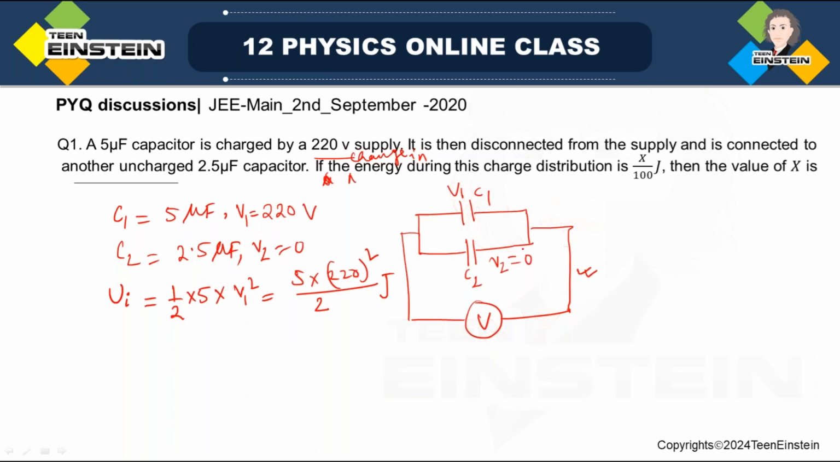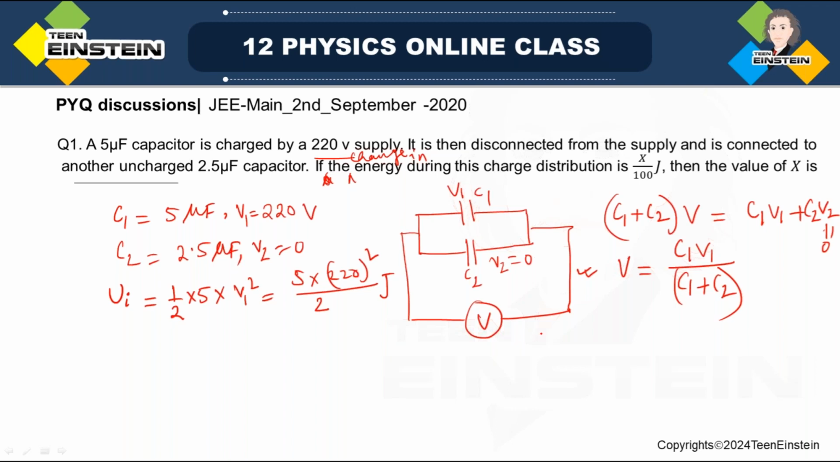Now once you connect these two, after disconnecting C1 from the battery, they will attain a common potential. If this is the common potential V, then I can write that the total charge, C1 plus C2 into V, will be exactly equal to C1 V1 plus C2 V2. V2 is 0, so this part is 0, so C1 V1 equals C1 plus C2 into V. So common potential V will be C1 V1 divided by C1 plus C2.